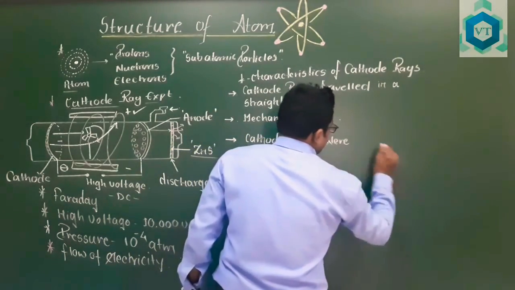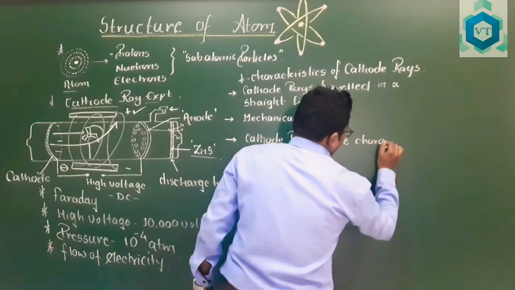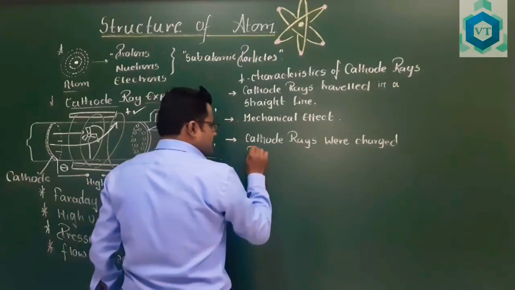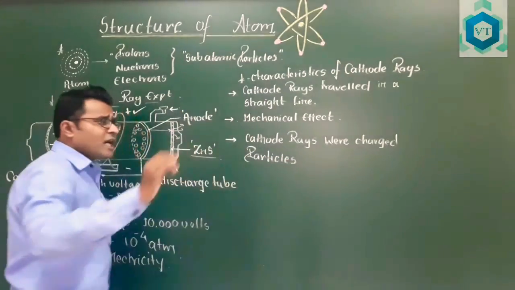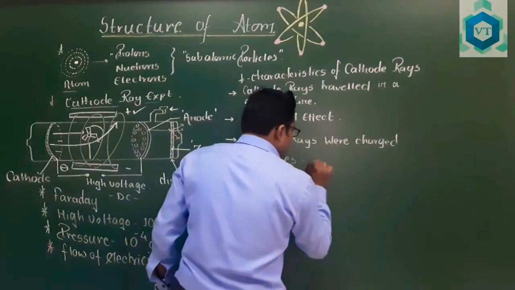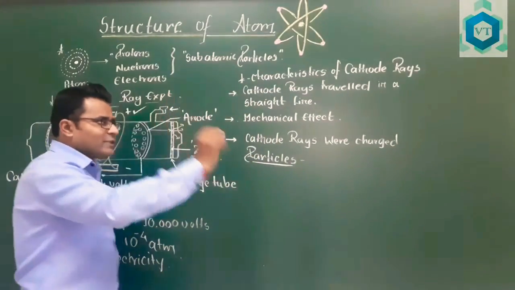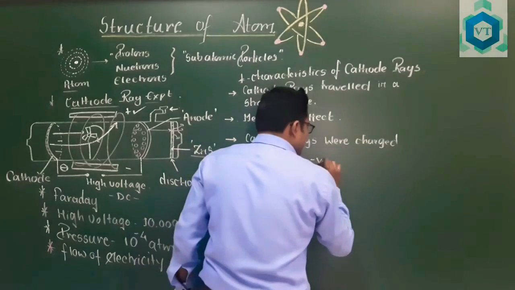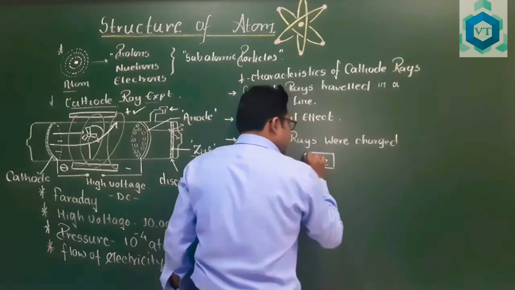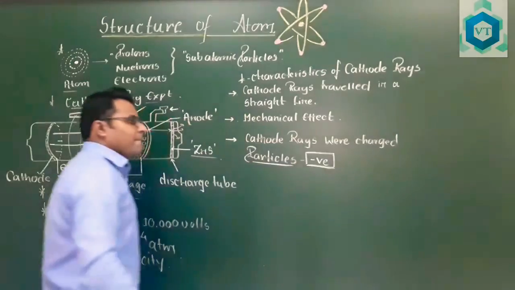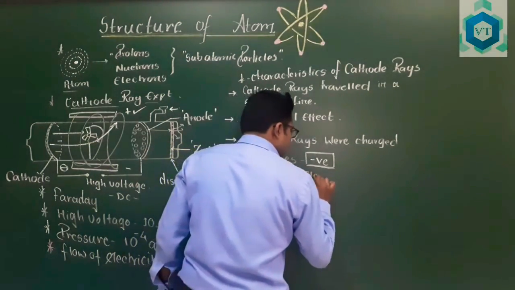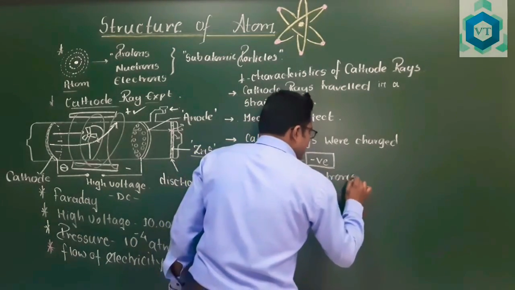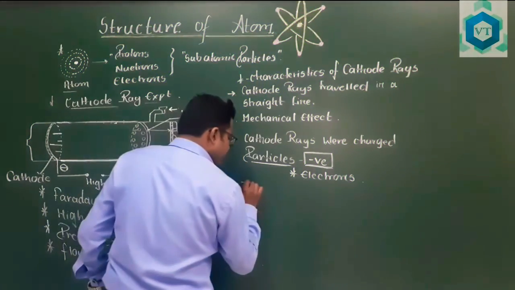were charged particles. Very important. These were charged particles, and the charge present on the cathode was negative. Therefore, this is a negatively charged particle, which we call electrons. Coming forward to the next point.